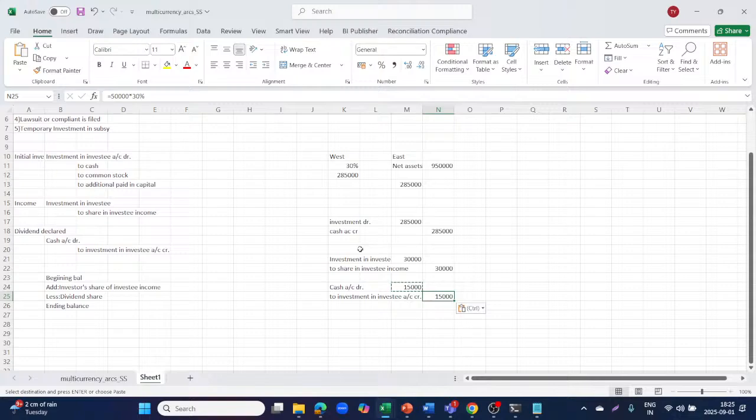And how will you do the presentation? The investment in East Company on the balance sheet should show 3 lakh, and for the period West Company's share in the East Company income should show 30,000.